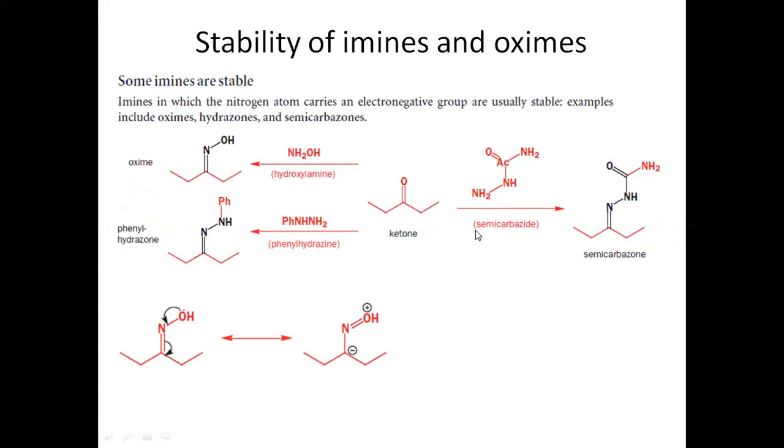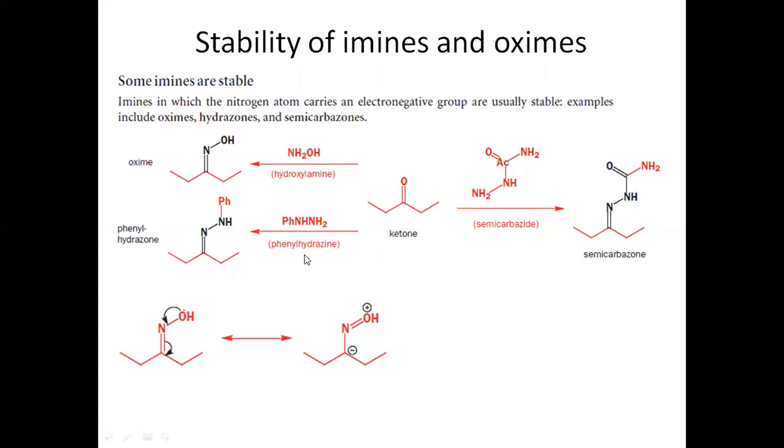This is what I was talking to you about. I am sure all these reactions are familiar to you. So the ketone is your starting material. This ketone is reacting with hydroxylamine and giving you the oxime, C double bond NOH, as a product. It is reacting with phenyl hydrazine and giving you this particular product. It is reacting with semicarbazide and giving you semicarbazone as your product.